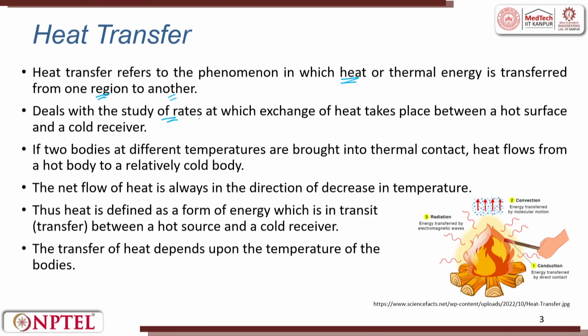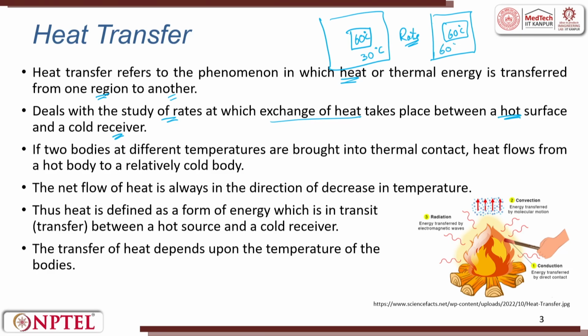It deals with the study of the rates at which the exchange of heat takes place between a hotter surface and a cold receiver. Take an example: a box which is at 60 degrees Celsius and an atmosphere around 30 degrees Celsius. You see the heat transfer. First, you see the rate at which the heat transfer happens. That means, when does 60 degrees become 30 degrees? Then you take a vessel at 60 degrees, with the outside temperature also 60 degrees. Now, you see the rate.